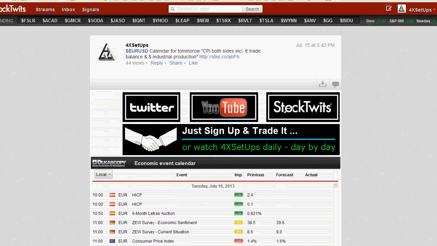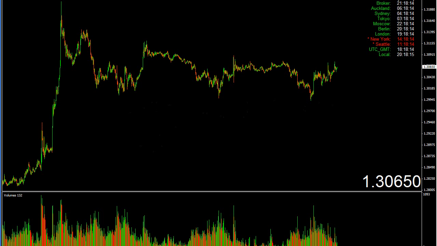Okay, and the question is, of course, how to trade it or how to make some money throughout this development. So here's the euro dollar 5-minute chart. Meanwhile, 130.65 at 14:18 New York time. So here we see a slight upside trend.